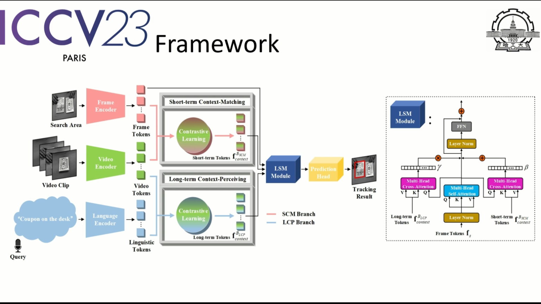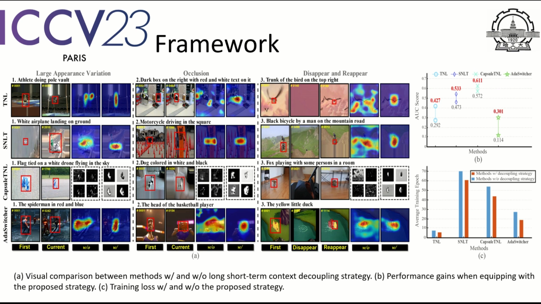As shown in this figure, we add the proposed context decoupling strategy to existing TNL trackers, including TNL, SNLT, Capsule TNL, and a DA switcher, initializing with only the natural language. Thanks to the adaptive context information learned by the context decoupling strategy, the baseline networks can generate the feature map or pose matrix of capsules more precisely. More visible in Figure 3, B and C, benefit from the proposed context decoupling strategy. These methods achieve better performance and converge faster.